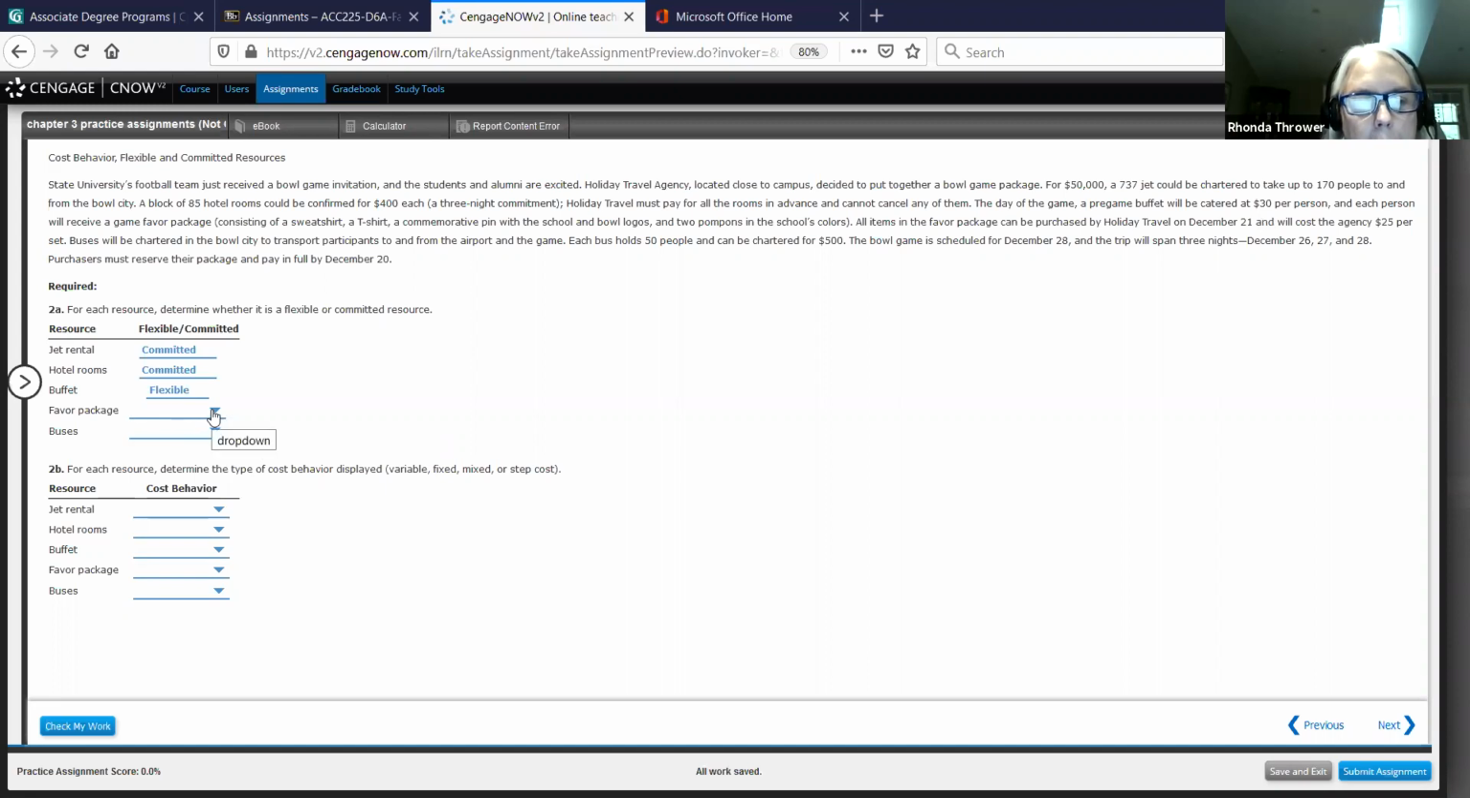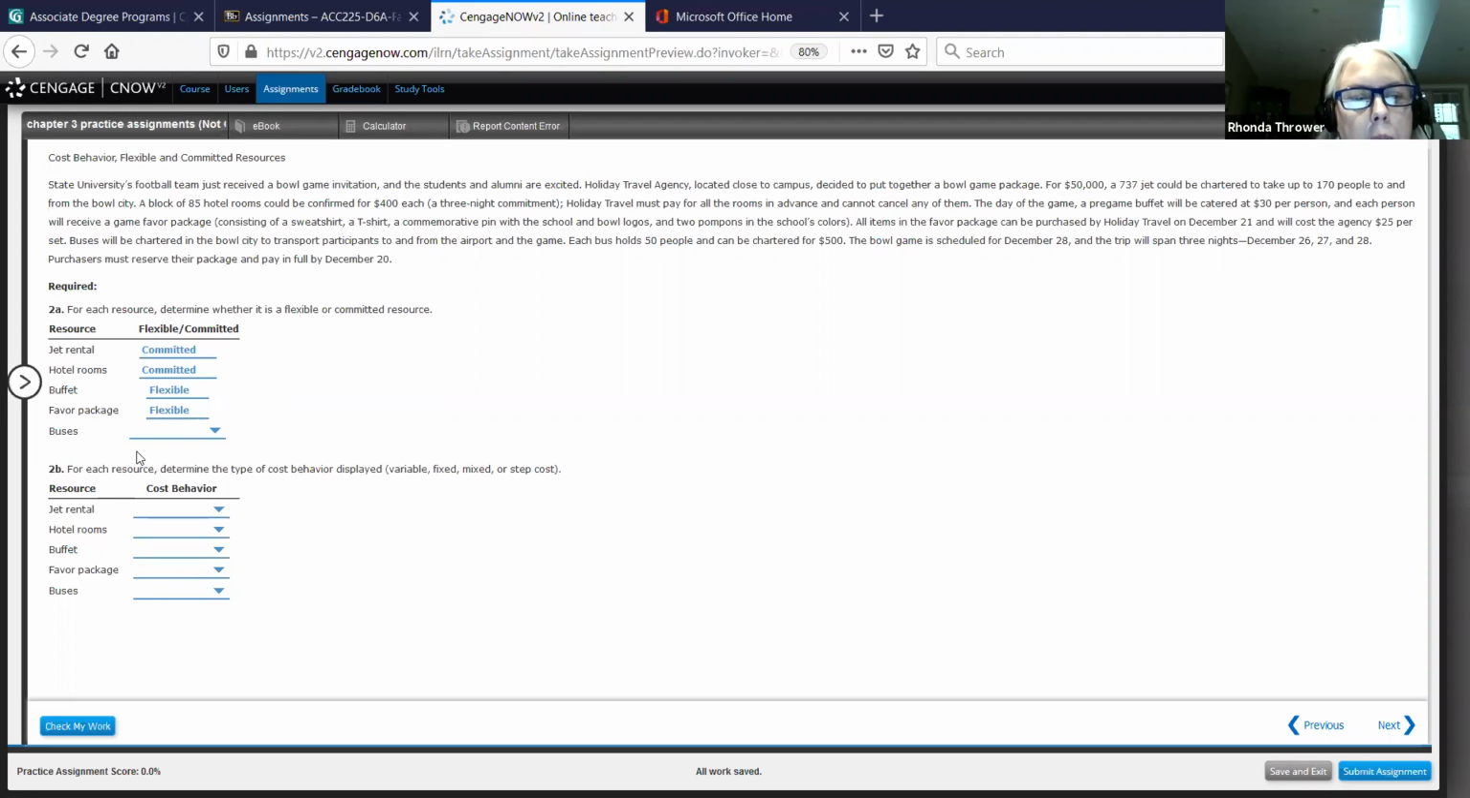The favor package is also going to depend on the number of people that probably go to this buffet, because it says, and each person at the buffet will receive a game favor package. So this is going to be a variable item, and it too will be flexible.